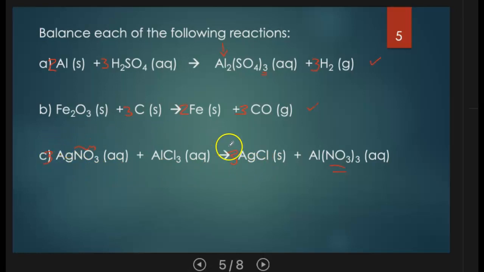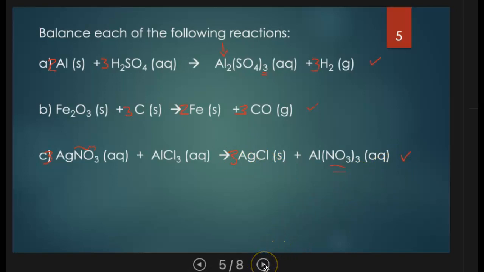I have 3 silvers here and 3 silvers there. Only 1 aluminum here and 1 aluminum there. So it looks like we might be balanced with a 3, 1, 3, 1. But let's go ahead and give it a try. So we have 3 silvers, 3 silvers, 3 nitrates, 3 nitrates, 1 aluminum, 1 aluminum, 3 chlorines, and then 3 times 1 gives me 3 chlorines. So there we are. Those 3 reactions are balanced.